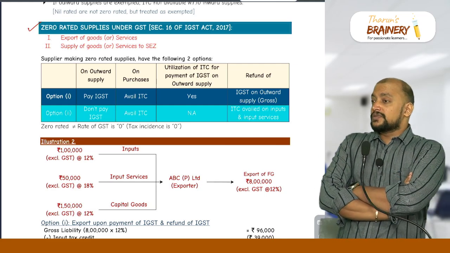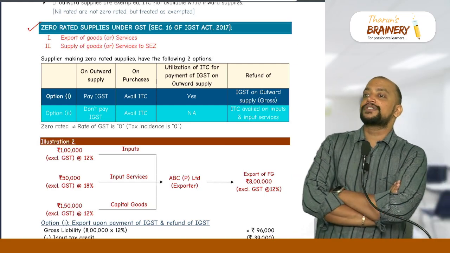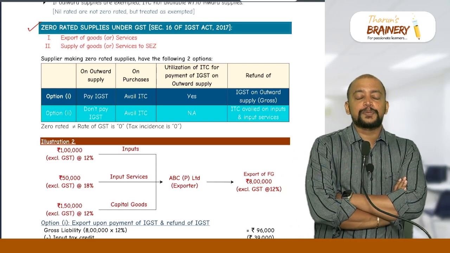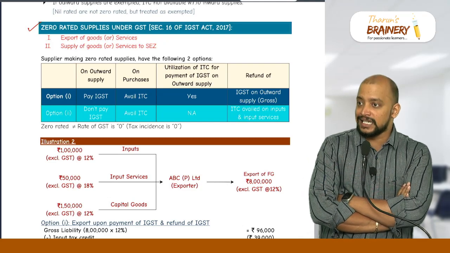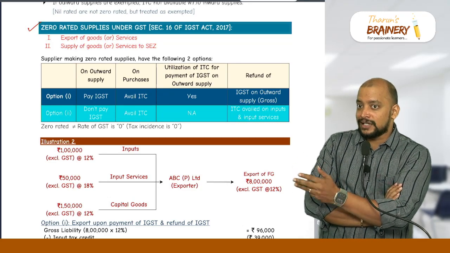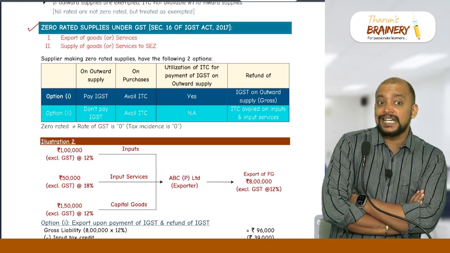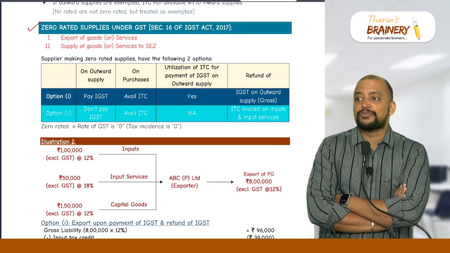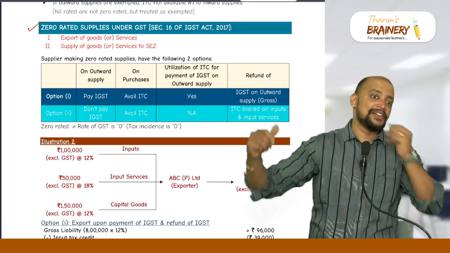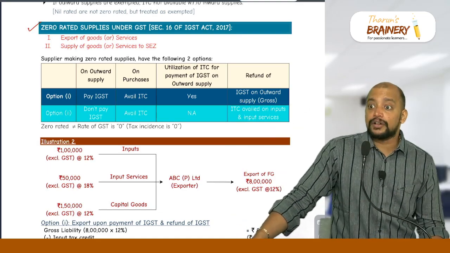What are the two things which are considered as zero rated supplies? Export of goods or services, supply of goods or services to SEZ. And I have two options. Option number one, I will pay IGST. On export or supply to SEZ, on outward supply I will pay IGST. And whatever IGST that I pay, fully I will not pay out of my pocket. I already have some input tax credit. Using that input tax credit, I will pay. Now I will get the refund. So refund of what? Gross GST.